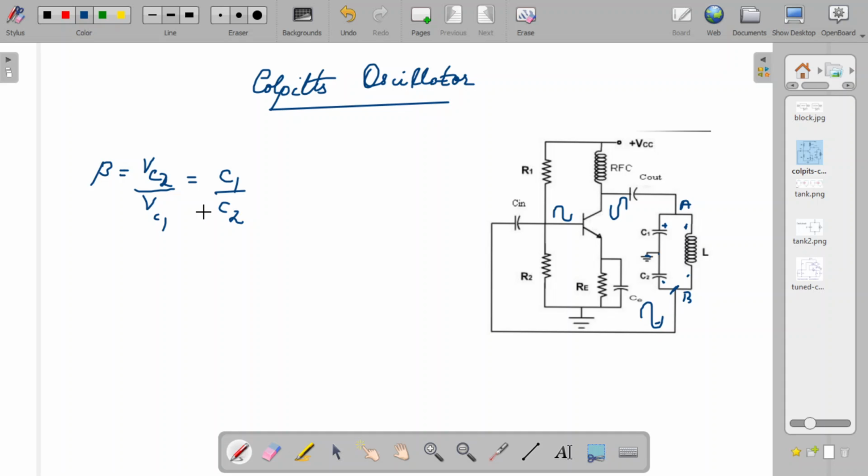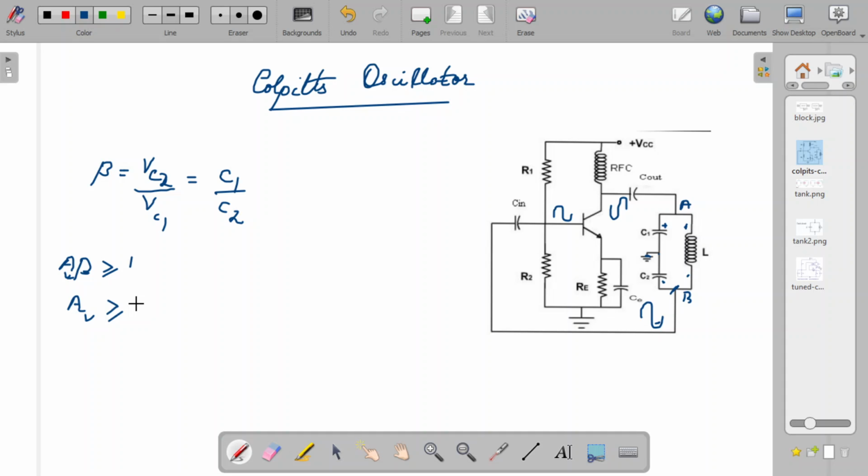Another thing we have to keep in mind is that for sustained oscillation as per Barkhausen's criteria, the A beta value should be greater than or equal to 1. So I can say this AV value should be greater than or equal to 1 by beta. You have seen that beta is C1 by C2, so what is 1 by beta? That is C2 divided by C1.